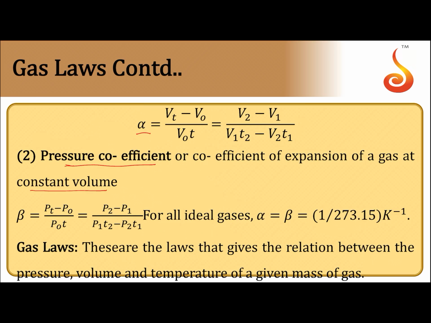So alpha is the volume coefficient, that is Vt minus V0 divided by V0 into t, or V2 minus V1 divided by V1 T2 minus V2 T1. This is the volume coefficient of expansion. Pressure coefficient of expansion is Pt minus P0 divided by P0 t, or P2 minus P1 divided by P1 T2 minus P2 T1. So for all ideal gases, alpha and beta values, that is volume coefficient and pressure coefficient values, are equal to 1 divided by 273.15 per Kelvin. Per Kelvin or per degree Celsius is the unit of all expansion coefficients.